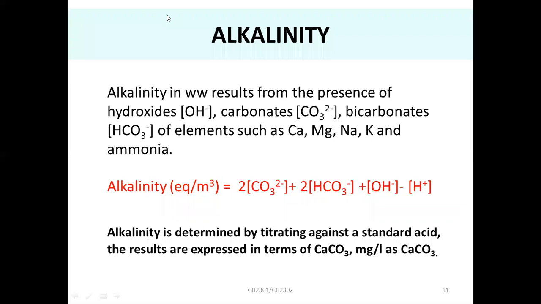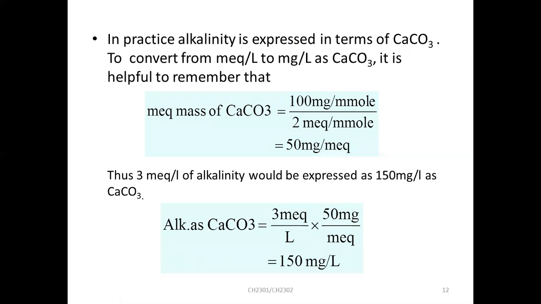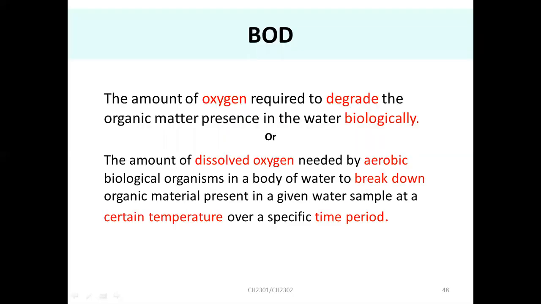Then alkalinity. Alkalinity in wastewater results from the presence of hydroxide, bicarbonate, and carbonate of elements such as calcium, magnesium, sodium and potassium, and ammonia. So this is the equation that we use to calculate the alkalinity of a water sample. So here we have to reduce the H plus concentration. Okay, you can refer to these things. You will use this calculation in your practical class.